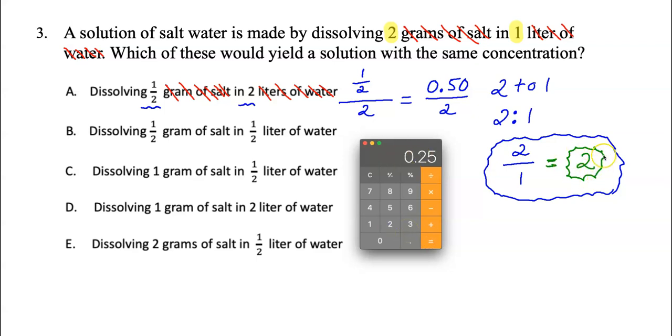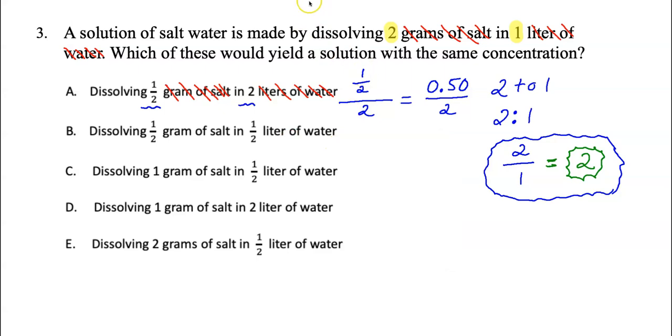That does not match up with this. If this came out to be a 2 here, then A would be my answer, but it doesn't. I'll write it down. This came out to be 0.25, which does not match up with this. I will cross out A and move on.